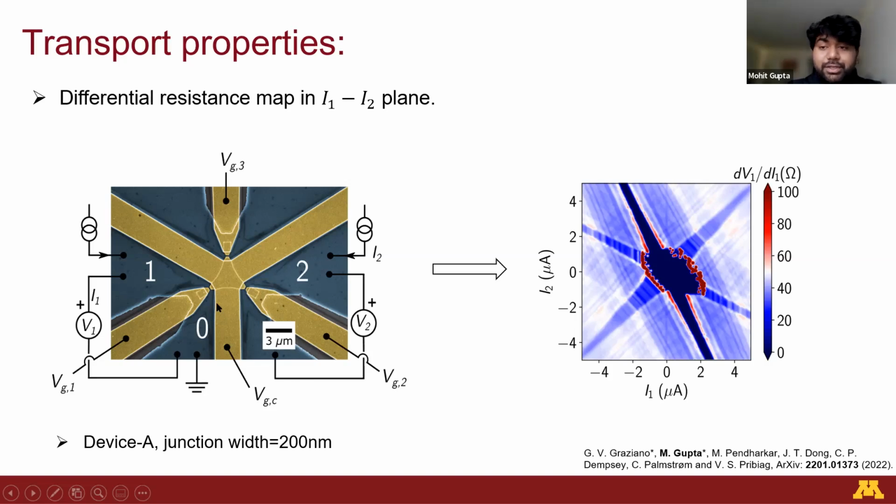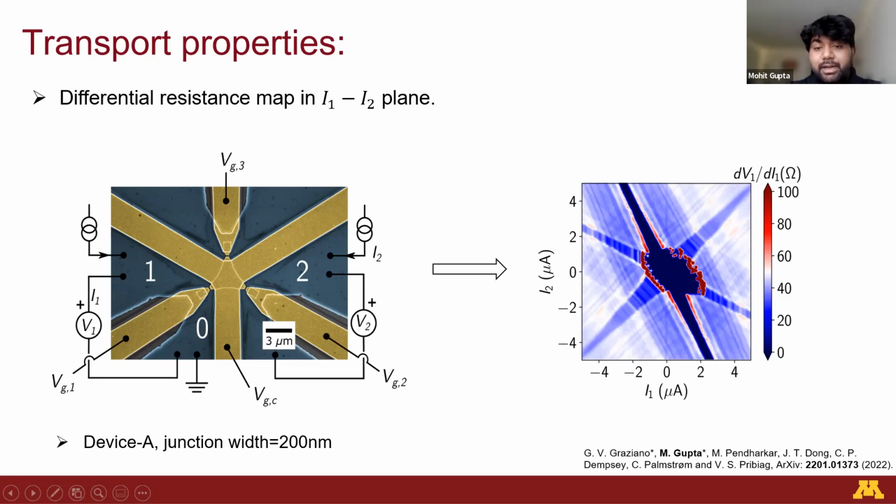This central gate could potentially be used to do tunnel spectroscopy, but in this experiment, it is used to tune the electron density underneath it. To control this three-terminal device, we use two currents, I1 and I2. First we look at transport properties when all the gates are set to 0 volts: VG1, VG2, VG3, and VGC are all set to 0. We use these two currents, I1 and I2, which are biased with respect to terminal 0, and we measure two voltages, V1 and V2. V1 is between terminal 0 and 1, and V2 is between terminal 0 and 2.